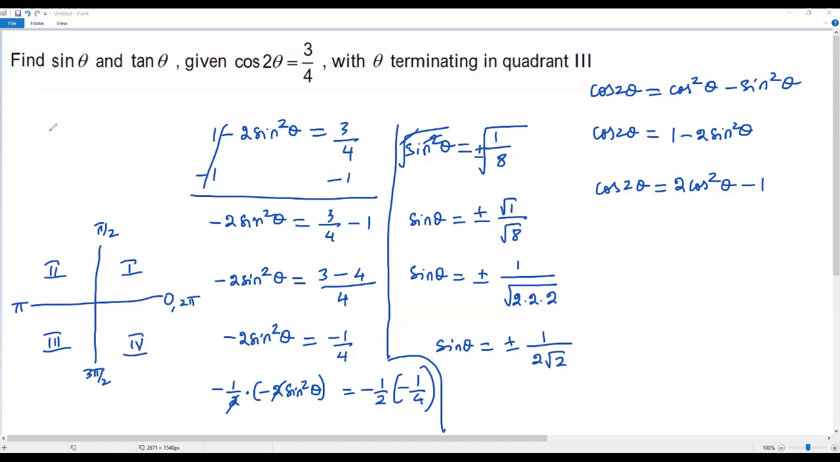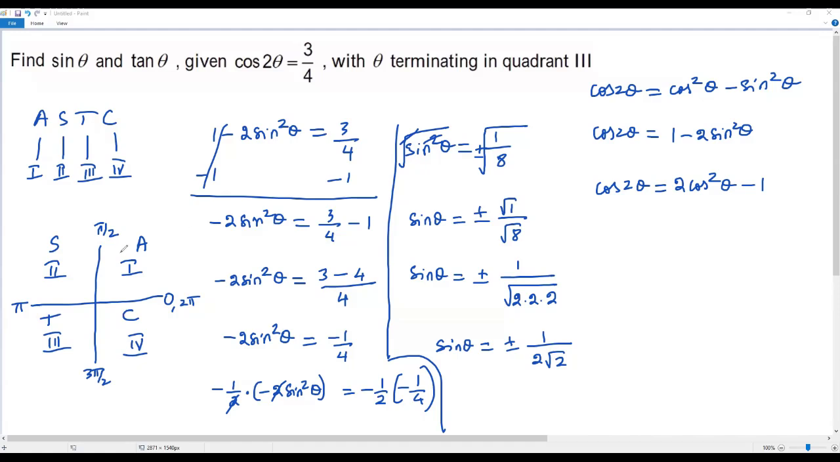Okay, so let's consider the concept of ASTC. A means first quadrant, S means second quadrant, T means third quadrant, and C means fourth quadrant. So in the first quadrant we have A, in the second quadrant we have S, in the third quadrant we have T, and in the fourth quadrant we have C.